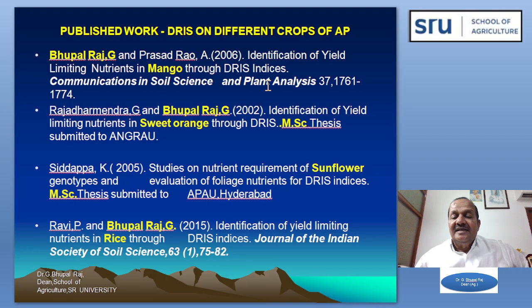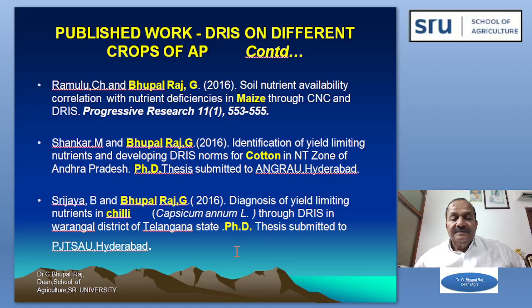Among the developed DRIS norms, we have published papers for mango in Communications in Soil Science and Plant Analysis, a popular Scopus journal. Sunflower, sweet orange, and rice have also been published, rice in the Journal of the Indian Institute of Science, also a reputed journal. Maize was published in Progressive Research, and for cotton and chili, one thesis each has been submitted by my students. So all these are articles published in journals.